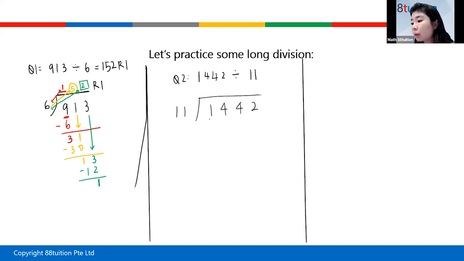Okay, Wen Xing, can 1 be divided by 11? Yes or no? No. So what do I look at now? If 1 cannot be divided by 11, what do I look at now?